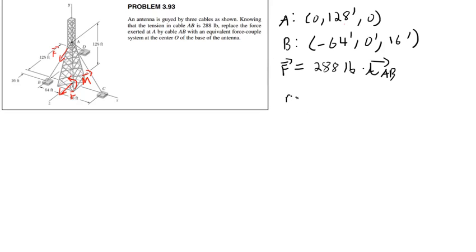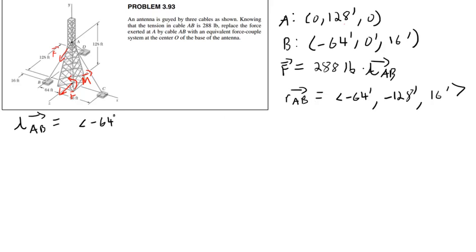So maybe I'll call that RAB. That's simply going to be B minus A, the coordinates of B minus coordinates of A. So that's going to be negative 64 feet, comma, negative 128 feet, comma, 16 feet. Then lambda AB is going to be negative 64 feet, comma, negative 128 feet, comma, 16 feet, like so.